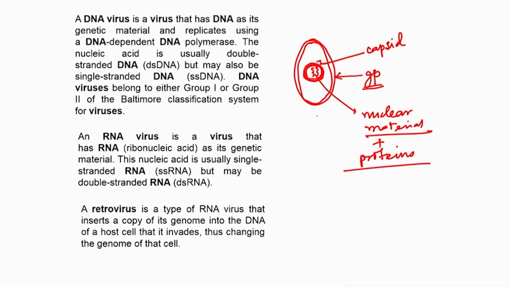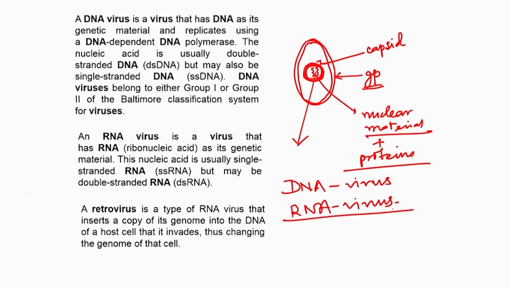Now, depending on this nuclear material, viruses are classified. If the nuclear material is DNA, then that is called a DNA virus. If the nuclear material is RNA, then that is called an RNA virus. Among RNA viruses, there is a special type which is called a retrovirus. I will come to that retrovirus, but let us first find out what a DNA virus is.